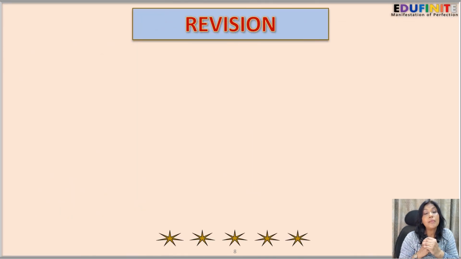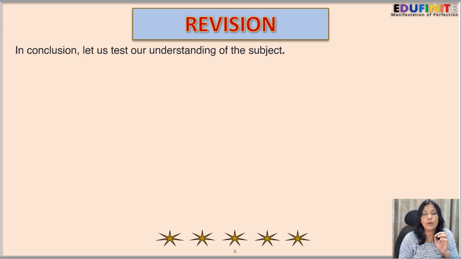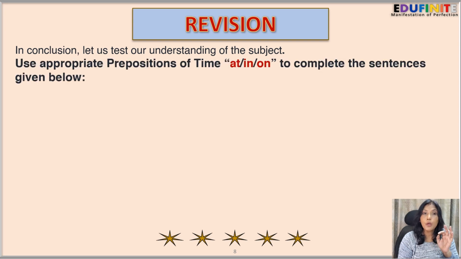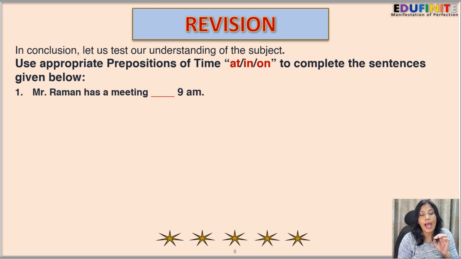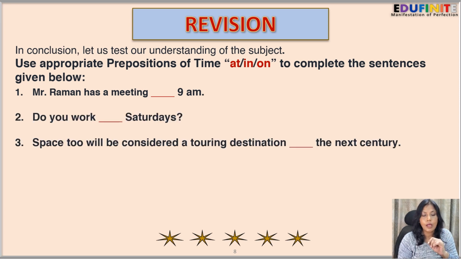Now, let's do some revision. In conclusion, let us test our understanding of the subject. Use the appropriate preposition of time at, in, or on to complete the sentences given below. Mr. Raman has a meeting blank 9 a.m. Do you work blank Saturdays? Space 2 will be considered a touring destination blank the next century.